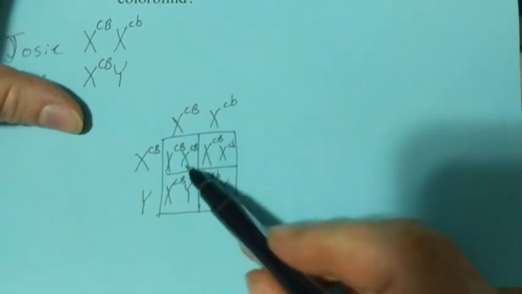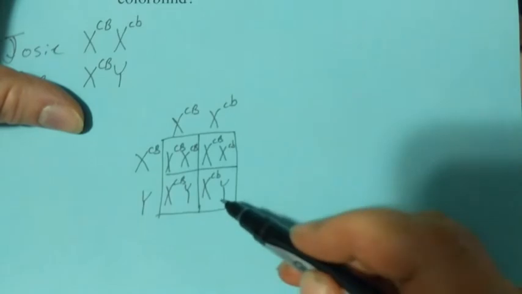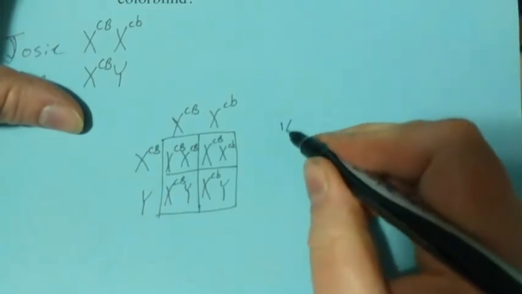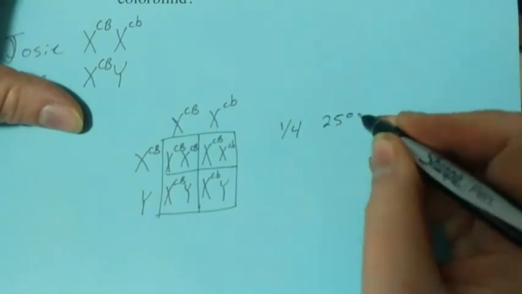Well, if we look, this child's not colorblind, this child's not colorblind, this child is not colorblind, but this one is. So that's 1 out of 4 will be colorblind. 25% chance they will have a child with colorblindness.